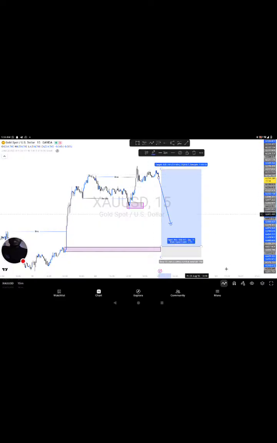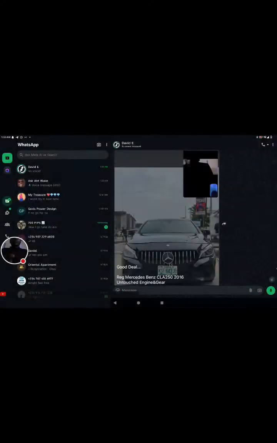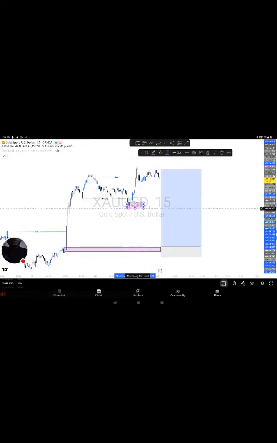So what I'll be looking at is the market to tap into this zone, so I can buy, or the market to do another change of character so I can sell from this level. So this is just my analysis on gold for now, and I'll be taking this trade.